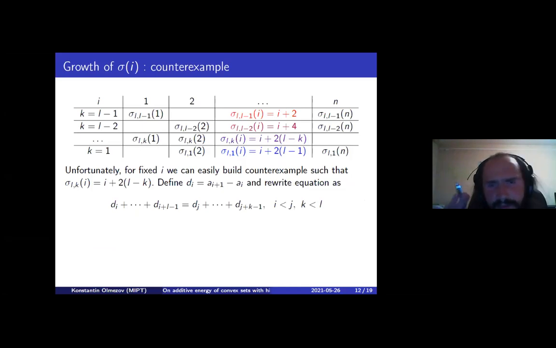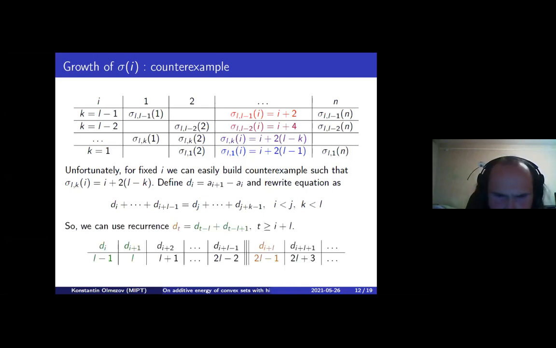Unfortunately, in a single column, we cannot estimate, we cannot bound growth because it is very fast. It can be very fast. A counterexample here is a sequence that is built by recurrence.